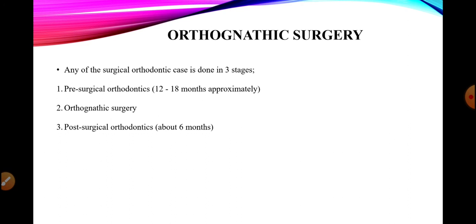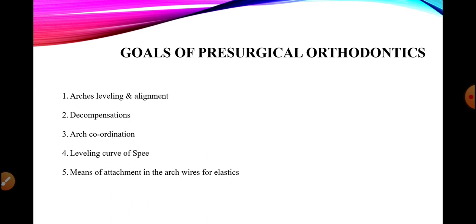As the name suggests, the pre-surgical phase is done before the surgery, and the braces are on during the surgery and they stay on even after the surgery for 6 months. So the pre-surgical treatment takes around 12 to 18 months. And in the pre-surgical orthodontics, what we do is we level the arches, we align them, and we go for decompensations.